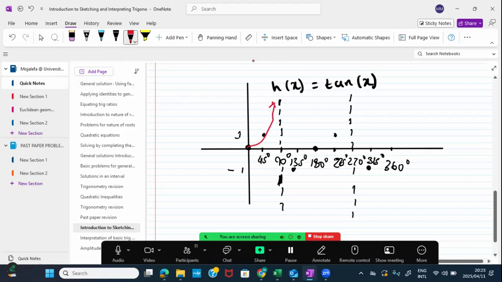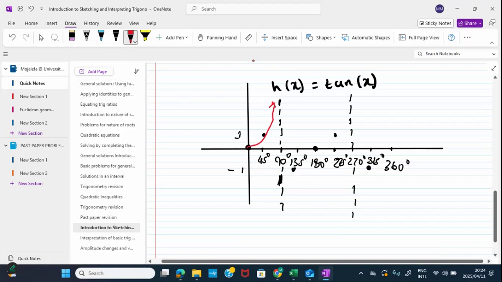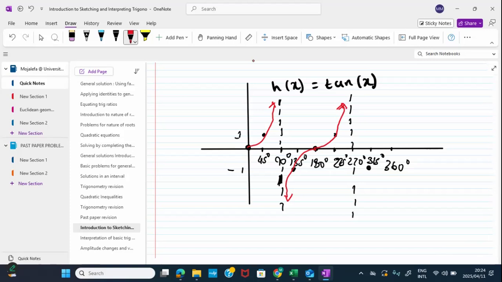It must look something like that. It must approach the asymptote but never touch. Again, even on this side, it must approach the asymptote but never touch.